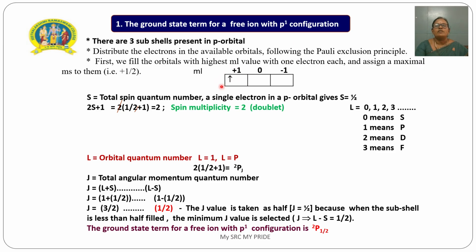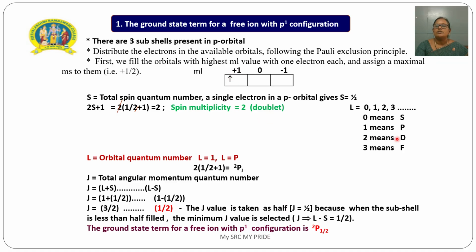Here, in the first level, we have 1 electron. S equals the total spin quantum number. A single electron in the p orbitals gives a spin value equal to 1/2. So the spin multiplicity 2S+1 is 2 into 1/2 plus 1. The 2 in the denominator and the numerator cancel out. 1 plus 1 equals 2. So the spin multiplicity equals 2, a doublet.